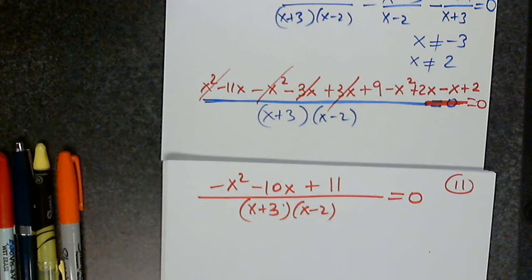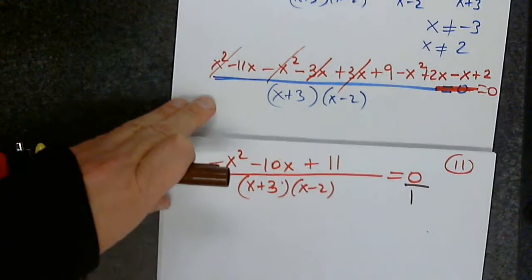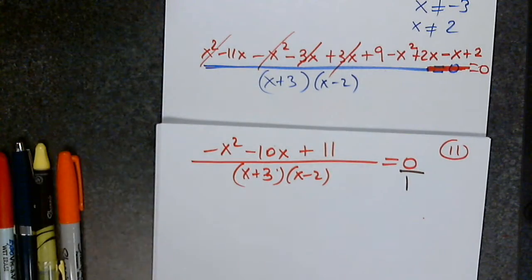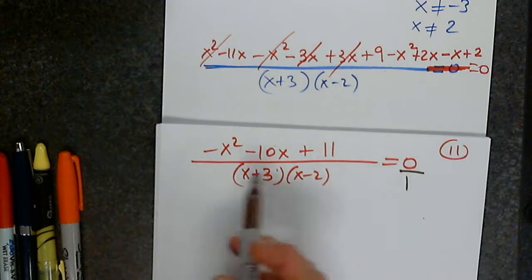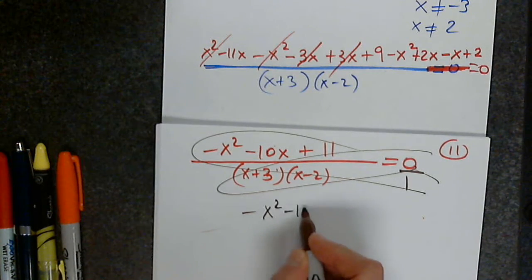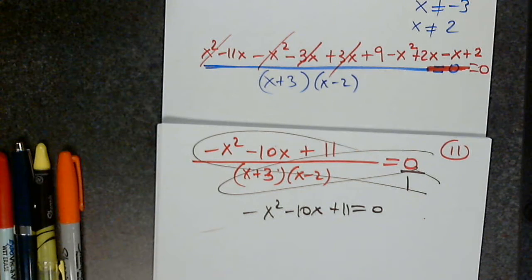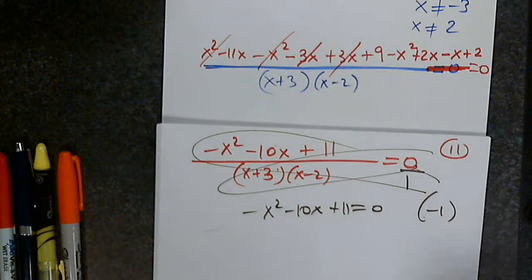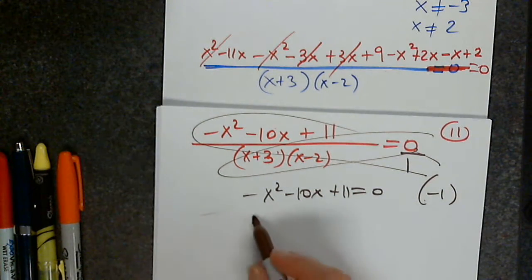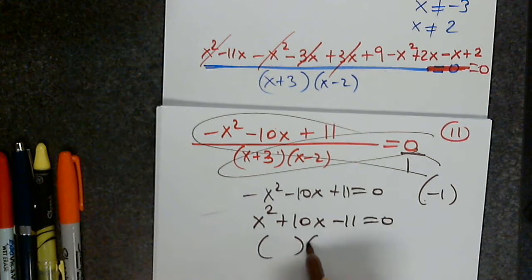Okay. Now I'm in the proportion setup. I got rid of all the mess. So therefore, negative x squared minus 10x plus 11 equals 0. I refuse to solve a quadratic equation with a negative leading coefficient, ever. So then this is x squared plus 10x minus 11 equals 0, and now I know how to factor.